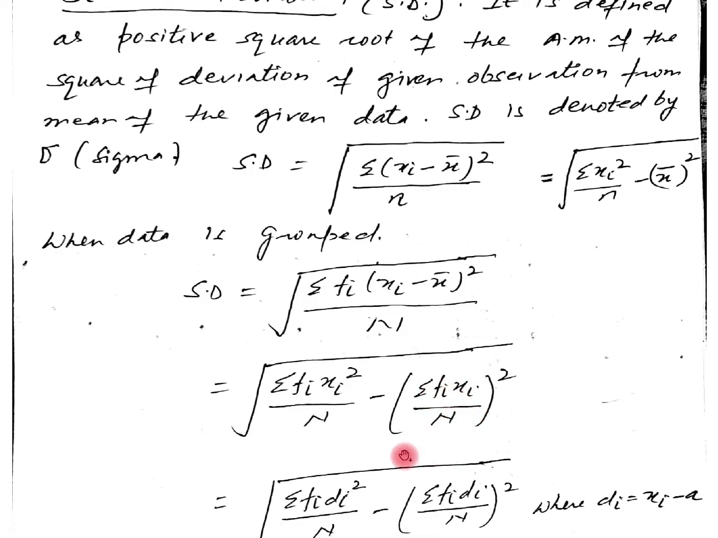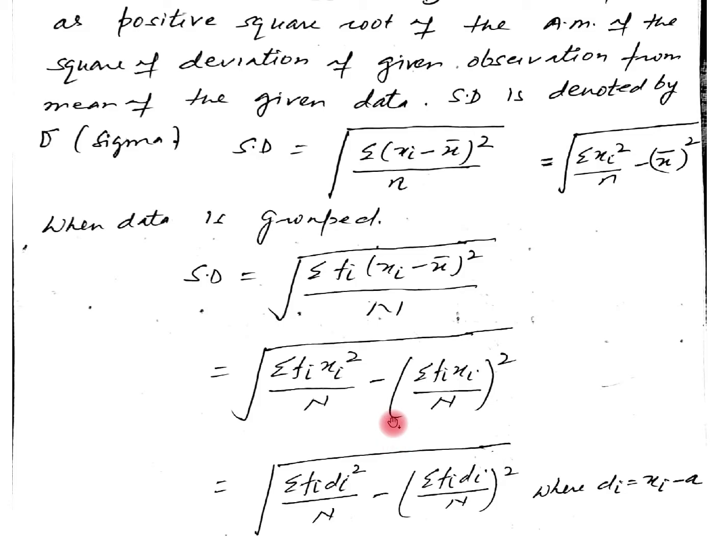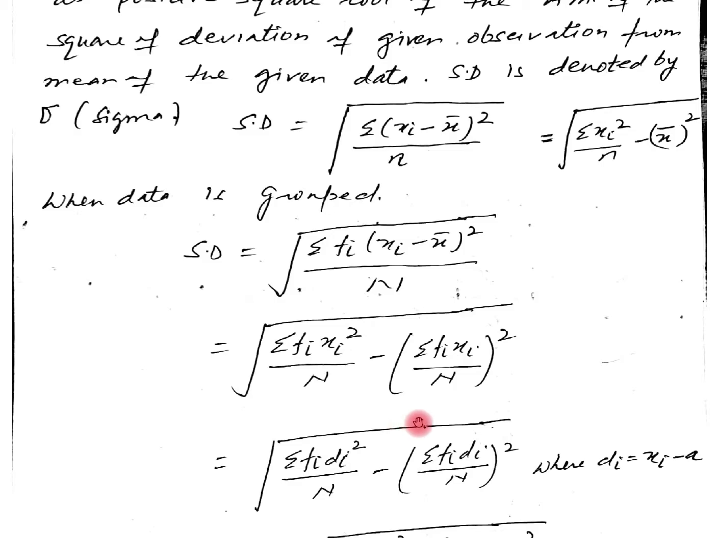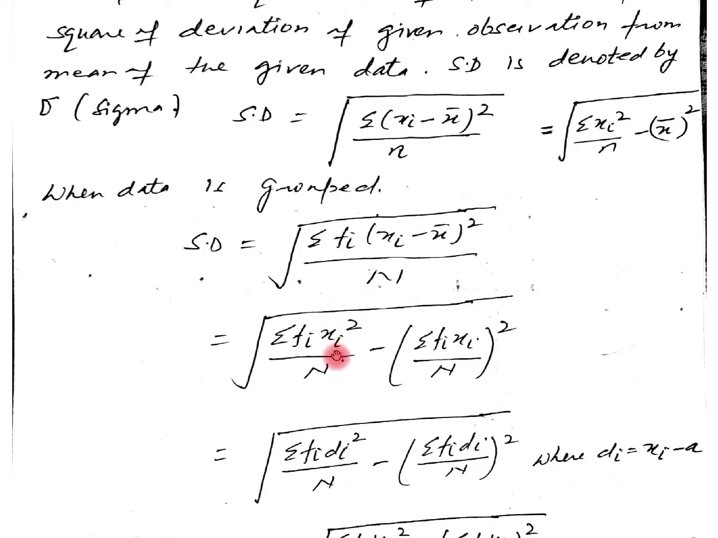Sometimes when the observations are larger, as we have done in the 10th class also, we can shorten our observation by taking di equal to xi minus a. Then, only replacing xi by di, where di is equal to xi minus a, this is another result of standard deviation: sigma fi di square upon capital N minus (sigma fi di upon n) whole square.